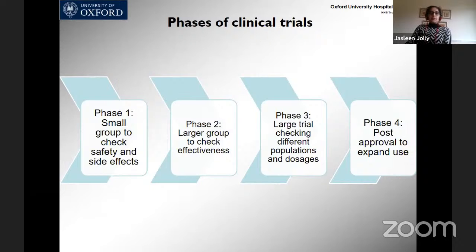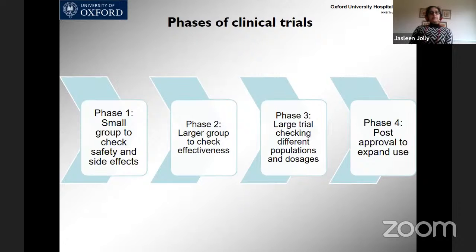And the main purpose of a phase 1 trial is to check the safety and side effects of your treatment. A phase 2 trial is a much larger group, and the aim of this is to check effectiveness. So you can have different populations, and you're watching them over time to see how they respond. Ideally, this needs to be randomized, so you have a strong control group.